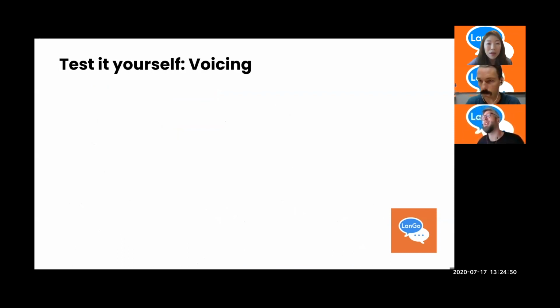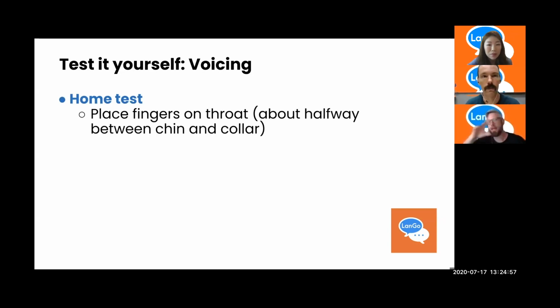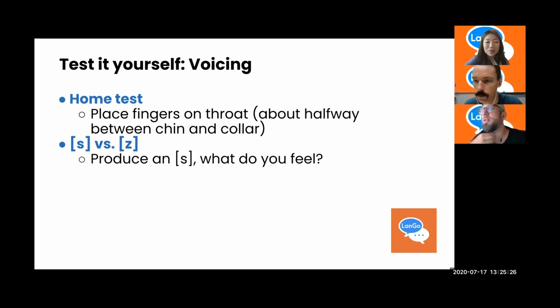Okay, now I told you before you could test voicing for yourself. So now we're going to present our test, and we're going to use S and Z. The home test works like this. You place your fingers on your throat. I have it about halfway between chin and collar. So if you're looking at my throat, that's about where it is. Close counts. Close will work. It doesn't have to be exact. So when you make an S sound, Sa. What do you feel? And then when you produce a Z sound, Z. What do you feel?